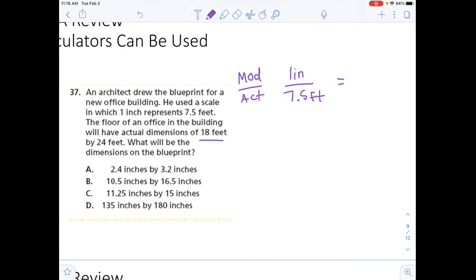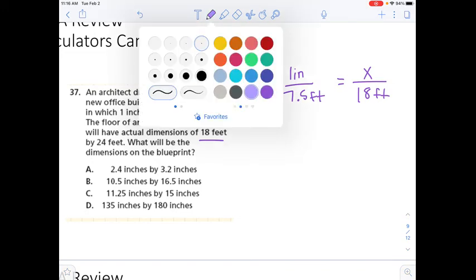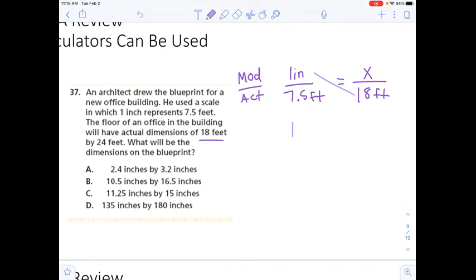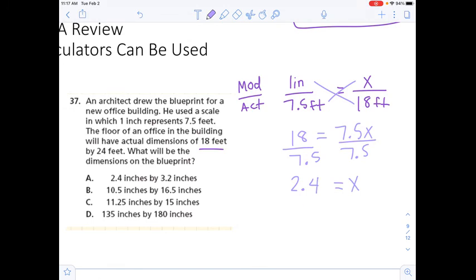Set that equal to, we'll start with the 18 feet. So it's actually 18 feet. We're figuring out what that would be on the model. To solve, I'm going to cross multiply. 18 times 1 is 18 equals 7.5 times x is 7.5x. Divide both sides by 7.5. And I'm left with x equals 2.4. And remember, our model was in inches, so 2.4 inches.